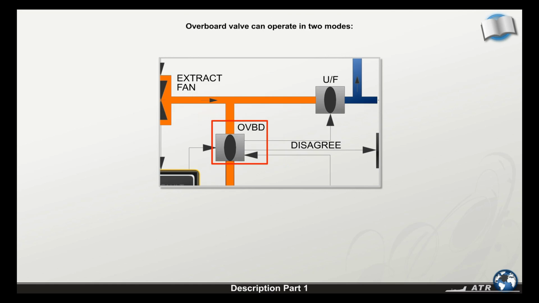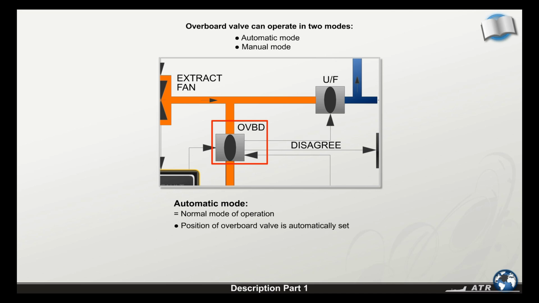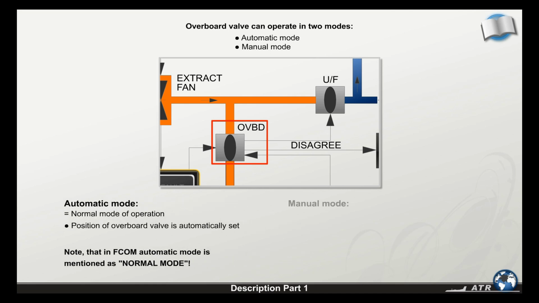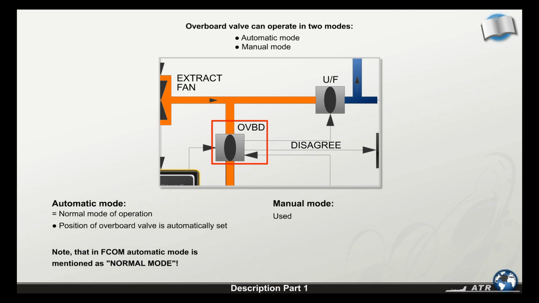The overboard valve can operate in two modes, the automatic or the manual mode. In the automatic mode, which is the normal mode of operation, the position of the overboard valve is automatically set. Note that in the FCOM, the automatic mode is mentioned as normal mode. The manual mode is to be used in case of failure of the automatic mode or on ground to accelerate cabin heating by selecting the full closed position.